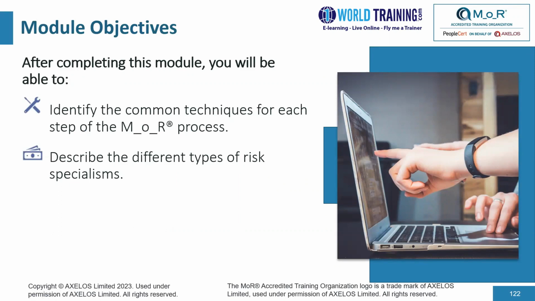If you recollect, we talked about 4 big steps. We identify the risks, we assess the risks, we plan for risk responses, and we implement. And communication is something that we do throughout the 4 processes. And finally, we're going to conclude this module with different types of risk specialism.